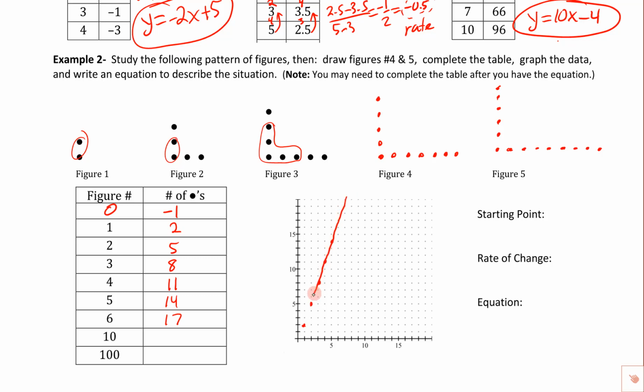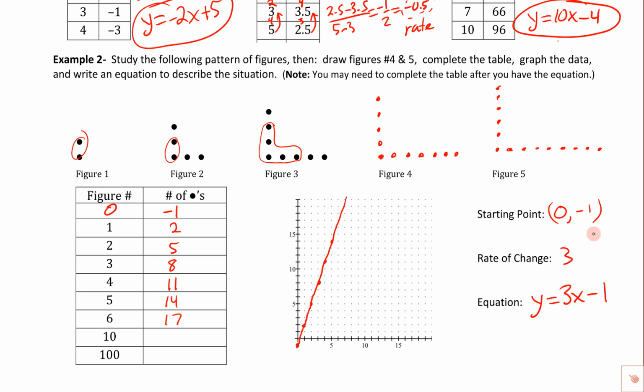Now what I'd like you to look at is, watch what happens when we go past here. So when we try and get to 0, if we fit with this, it really does look like it's going to cross at -1. So that's going to be our y-intercept. So our starting point is going to be 0, -1. Our rate of change, we're going up by 3 every time, so our rate of change is going to be a +3. That positive indicates that it's going up. And then our equation is going to be y equals rate of change times x, and then the starting point or starting value, initial value, would be -1.